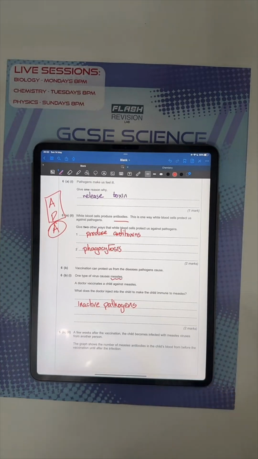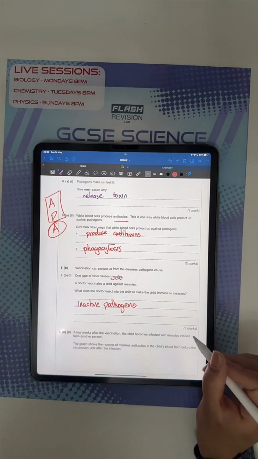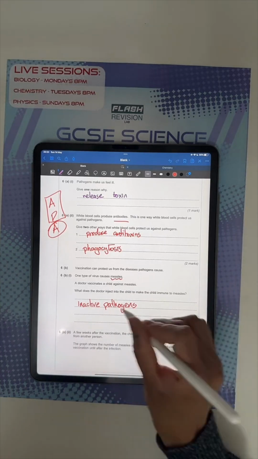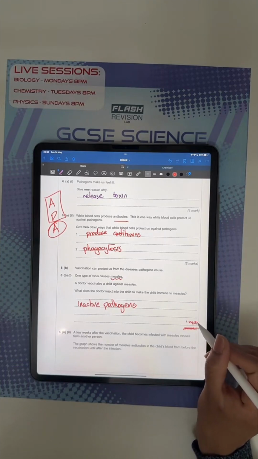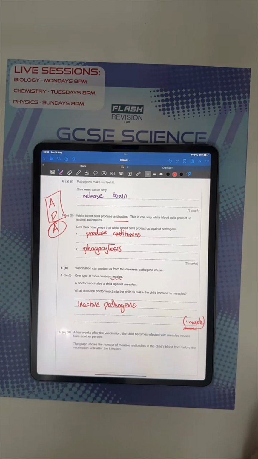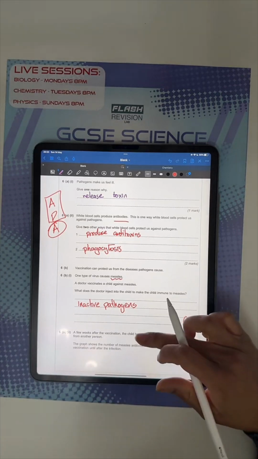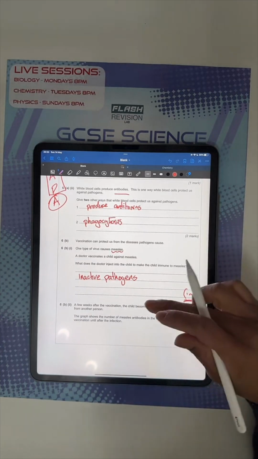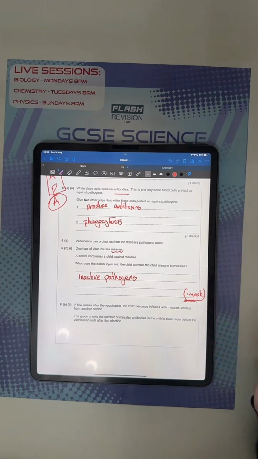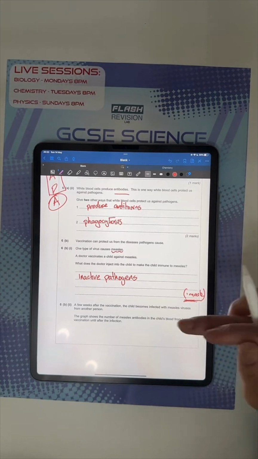You can say inactive, you can say dead, you can say weakened. Yep, you can say all of them. I don't think this is an old question. I don't think they'll give you 2 marks for that. I think that's probably a 1 mark question nowadays. It's quite an old question. Inactive pathogens. Altered, no, you wouldn't get a mark for altered. You have to say weakened, inactive, or dead.